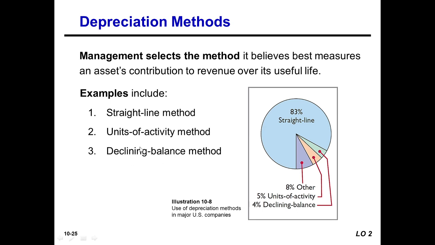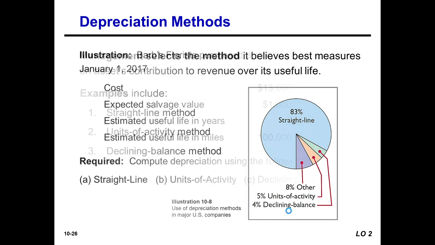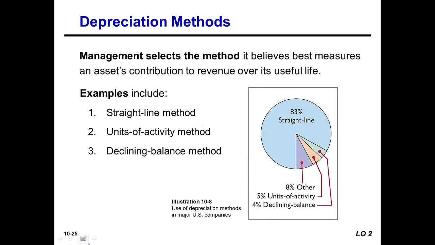Straight line method, units of activity method, or declining balance method. Throughout the world we have seen that 83% use the straight line method, 4% the declining balance method, and finally 5% the units of activity method, and others. We have other methods, but the straight line method is very popular.